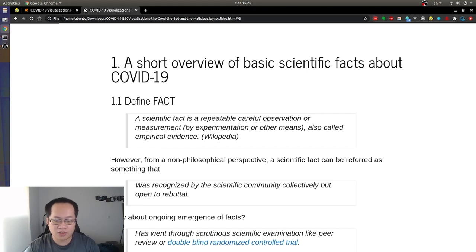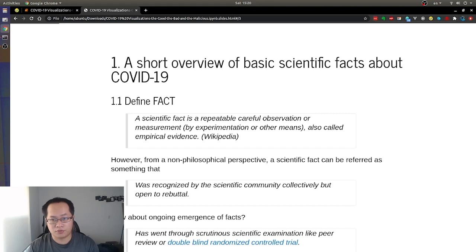So the scientific community collectively, which means the majority of them, recognizes it's a scientific fact, it's true. But if there is new evidence, a scientific fact will always be open to rebuttal. If you cannot challenge it, it's not a fact, it's just a claim. And the claim just has to be open to rebuttal. And how about the ongoing emergence of facts?